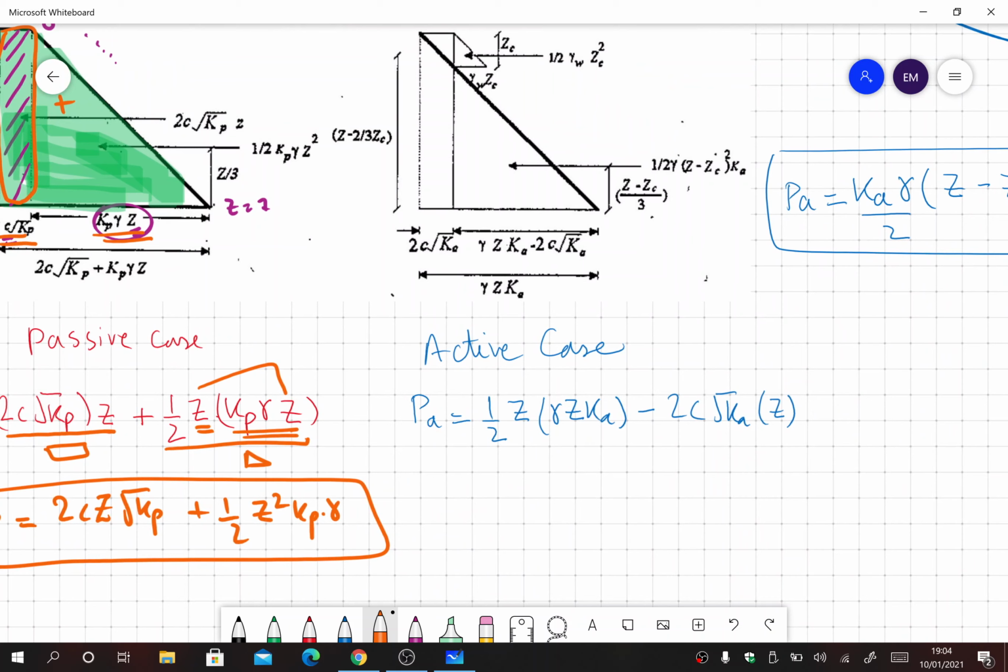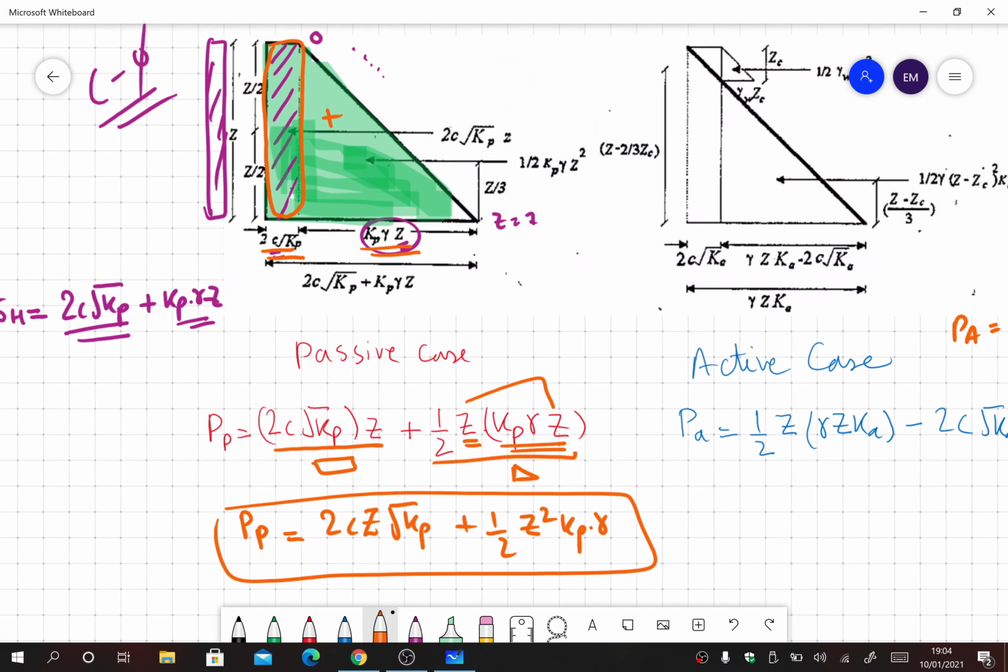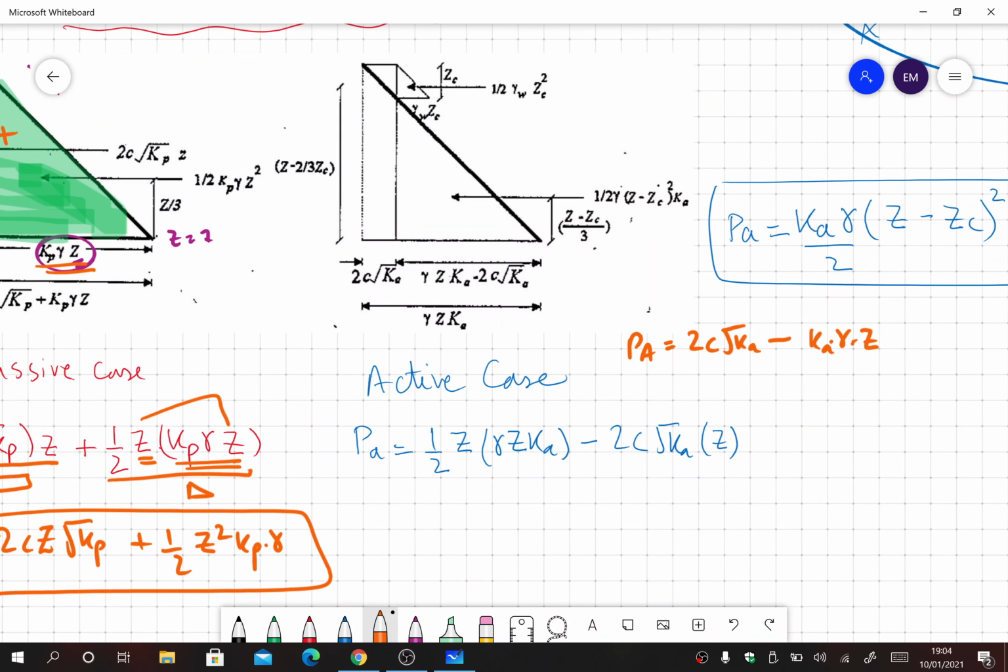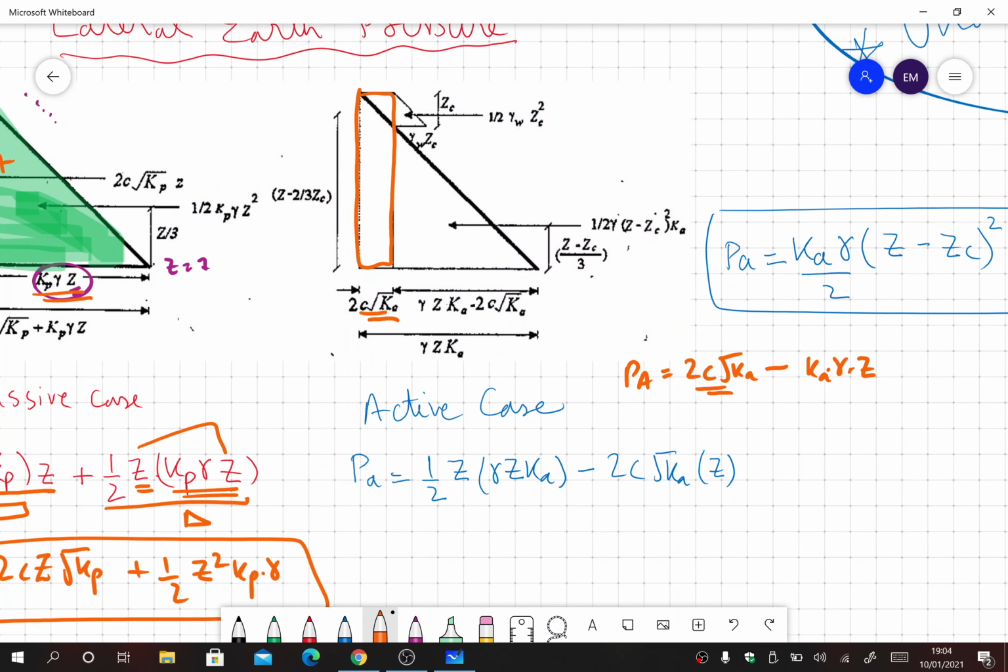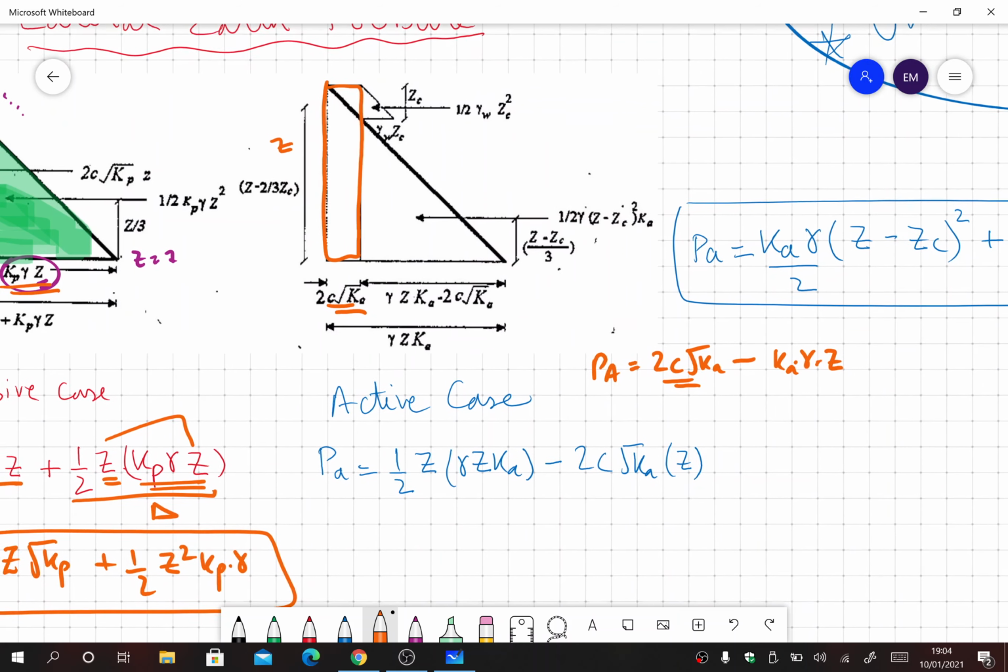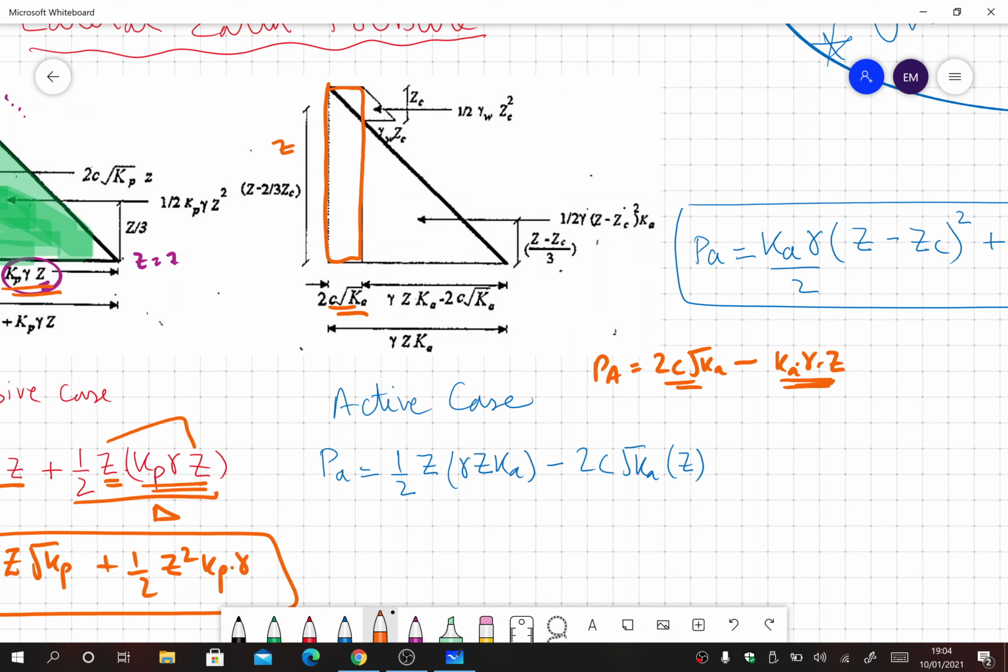And in the active case, we know that the formula was 2c under root Ka minus Ka gamma z. So the second term was in subtraction. 2c under root Ka remains constant. This is this whole rectangle. The width is 2c under root Ka and the height is total z, and then minus gamma z Ka, that means we have to subtract this portion. So this triangle will be subtracted from this.